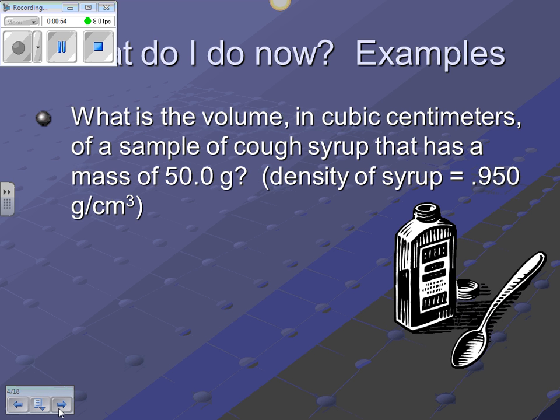We can figure out the volume. Again, that's one thing in the density problem, manipulating that volume can sometimes be tricky. But if we have a mass of 50.0 grams, and I want to get rid of the label grams and get it into cubic centimeters, the problem is asking for cubic centimeters. I just plug in my numbers. The density, they say, is 0.950 grams per cubic centimeter.